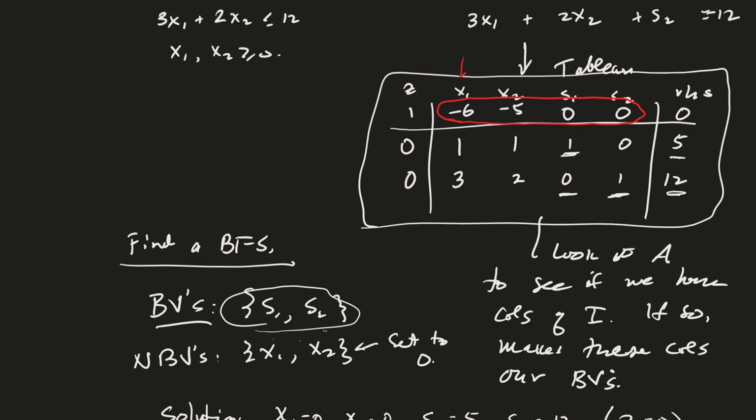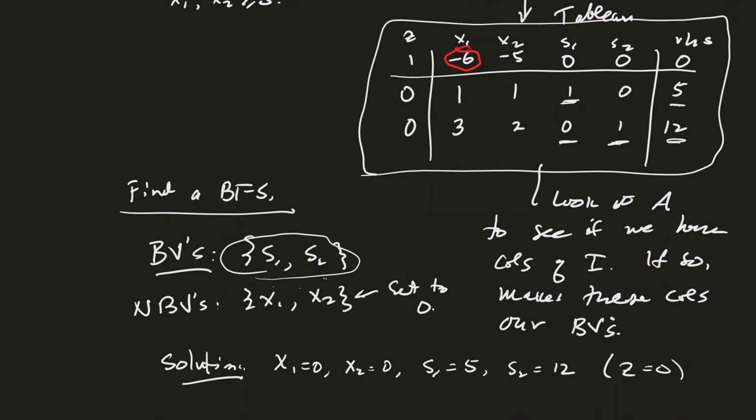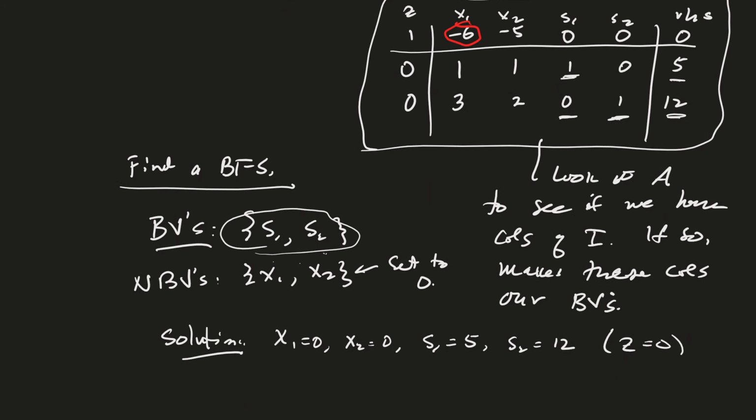And do you remember why that is? Because if we bring this back, the most negative coefficient corresponded to the most positive in the original problem, right? So this -6 came from here, and that came from here. Good. And so let's say that again. Which variable should I bring in? Bring in the variable that is most negative in row 0. Okay. And so in this case, that is X1. So we're going to bring in X1 as a basic variable.